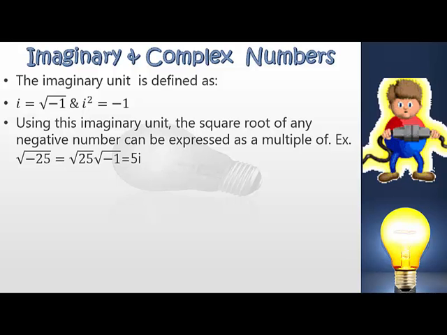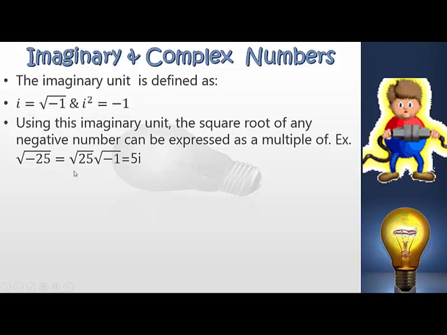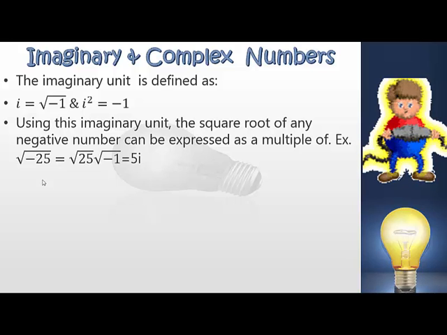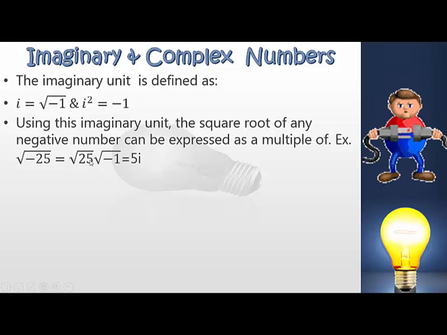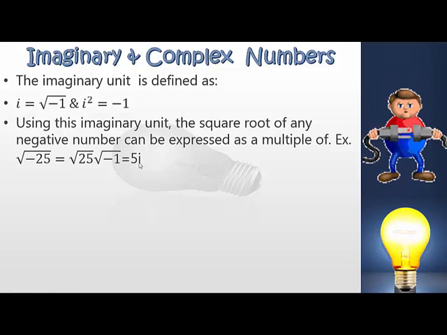So, as I just mentioned, this is what happens in the case of imaginary numbers. If we start off with negative 25 underneath the radical sign, we end up separating the real 25, and then multiply it by the square root of negative 1, which we've defined as i, and that's called 5i.